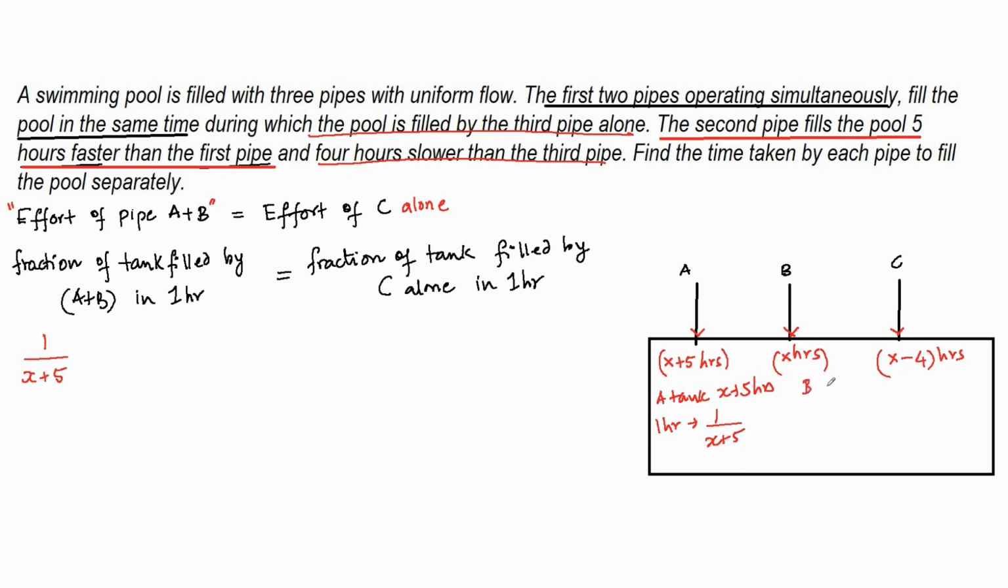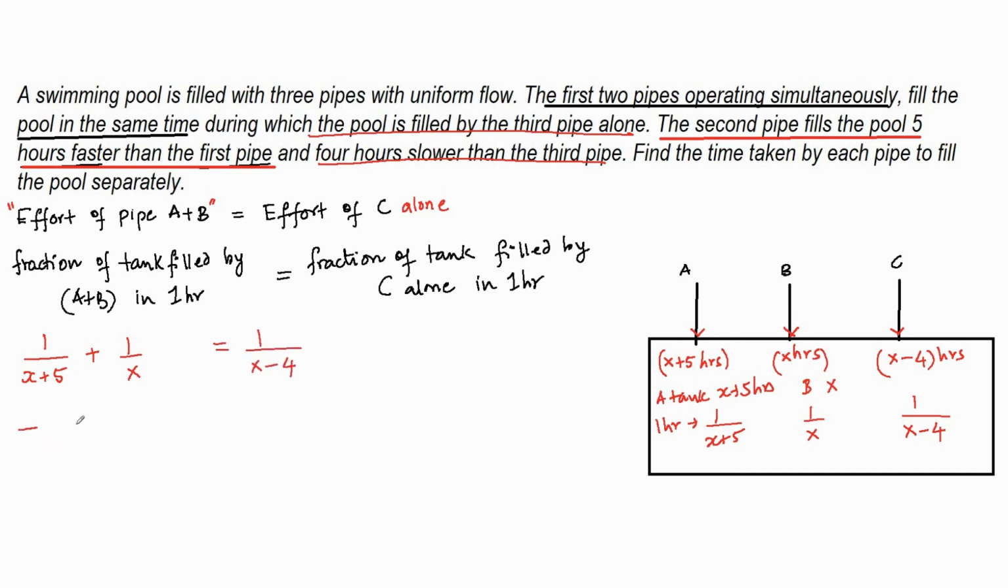Similarly, B fills the whole tank in X hours, which means in 1 hour it fills 1 by X of the tank. And similarly, C is filling the tank in X minus 4 hours, which means in 1 hour it will fill 1 by X minus 4. So the fraction of tank filled by A and B together is 1 by X plus 5 plus 1 by X, and this equals 1 by X minus 4, right?